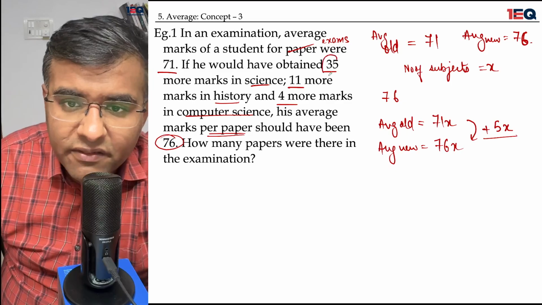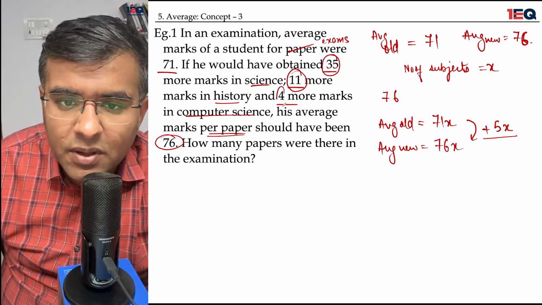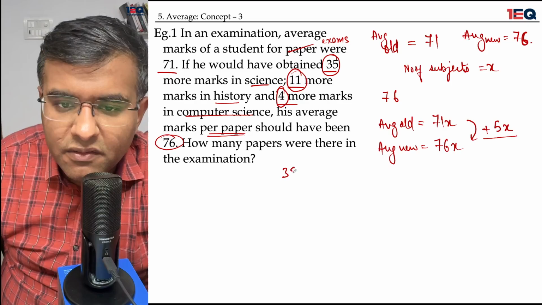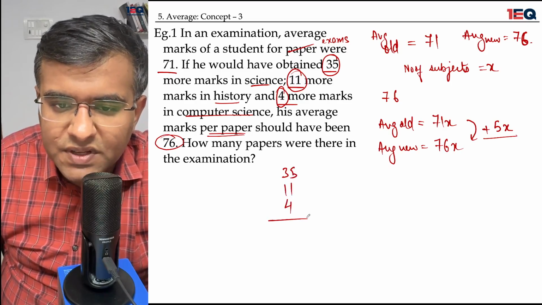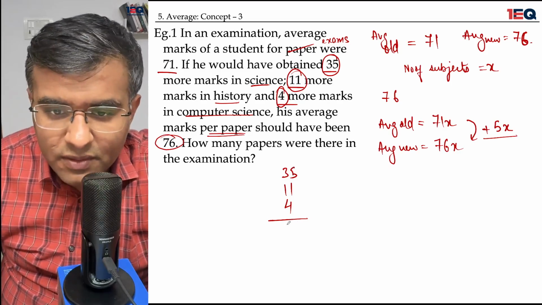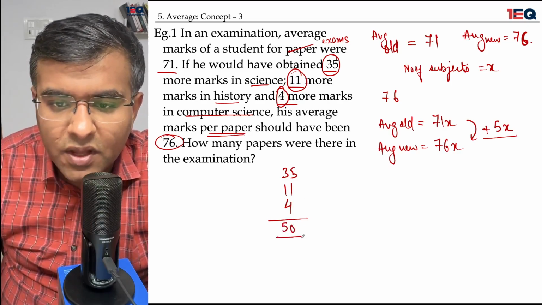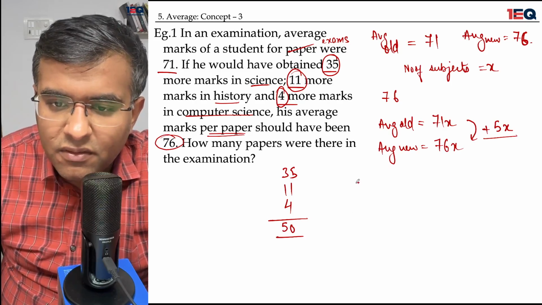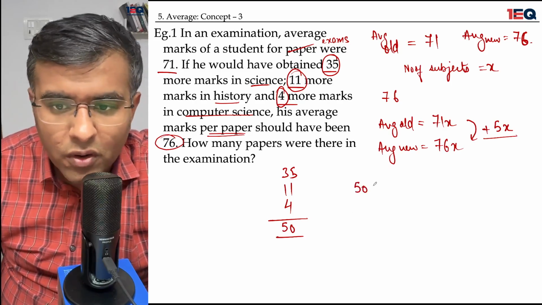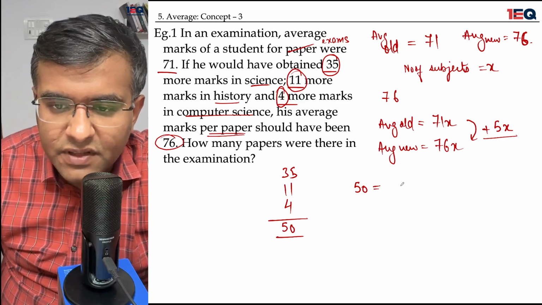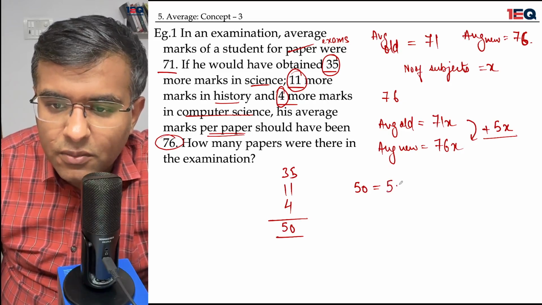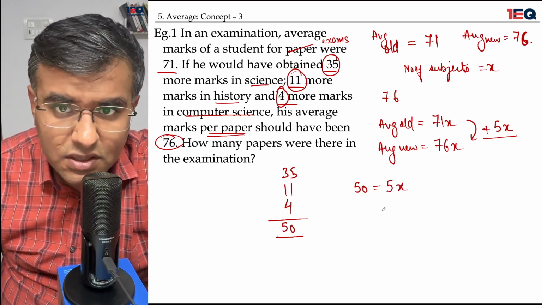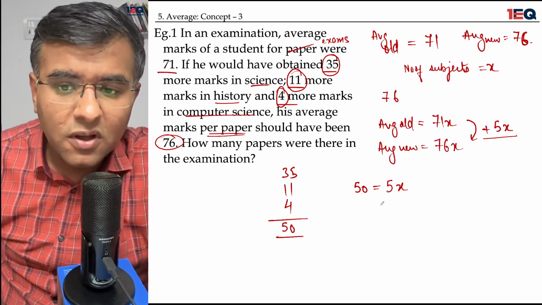So what do I have with me? I have 35 plus 11 plus 4. 35 in science, 11 in history, and 4 in computer science. So if you add all of them up, the answer comes out to be 50. I already have a 50 with me. And if this 50 is the reason for the increase, then this 50 should be equal to 5x.